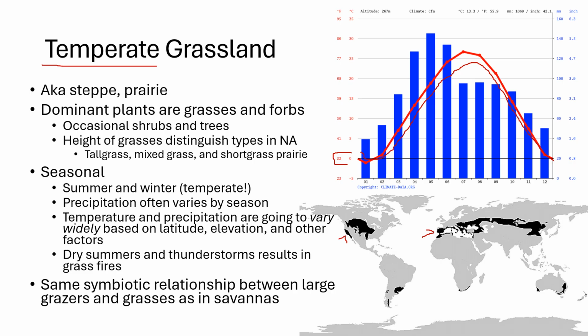we're going to see dry summers coupled with thunderstorms that just roll through really quickly, dump 5 minutes of rain, but then lots of lightning strikes, maybe even a dry thunderstorm where it doesn't even rain, but you have lots of lightning that can spark grass fires, and grass fires are very common. And that symbiotic relationship between the large herbivores, the grazers, and the grasses exists here as it did in the savanna. We talked a little bit about that with the bison for those of you that went to Genesee Park on the field trip.